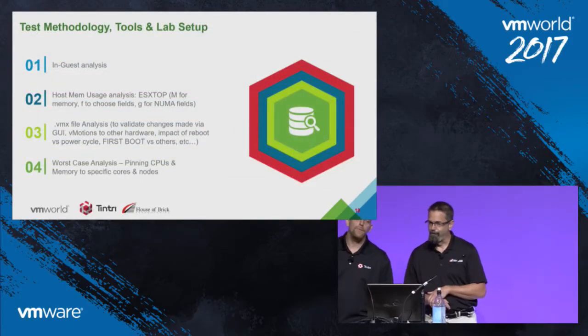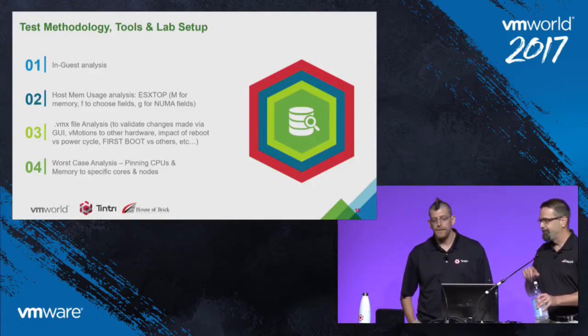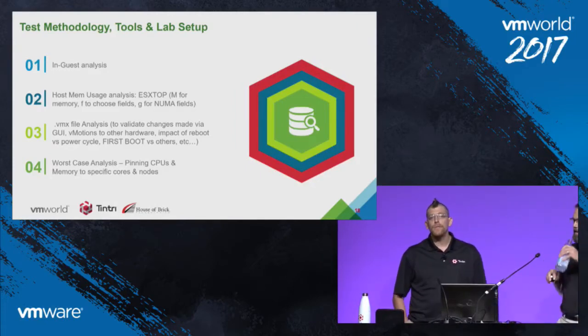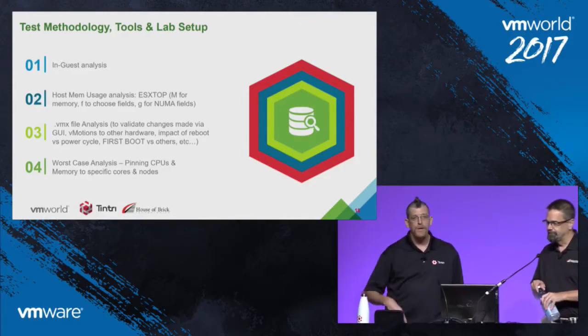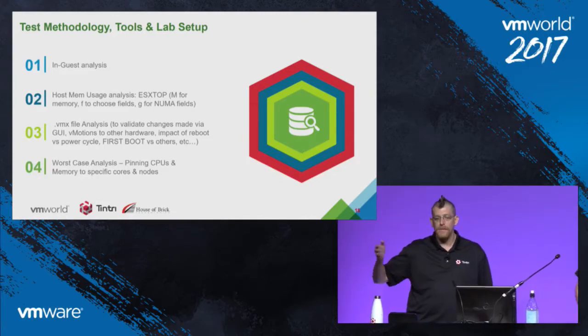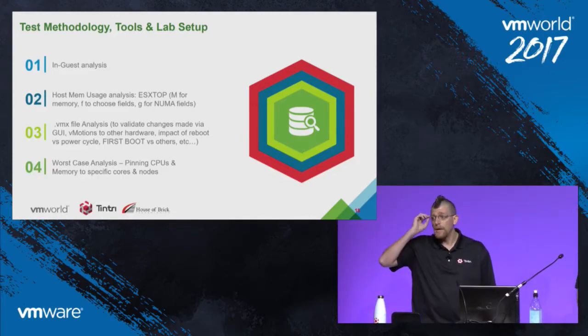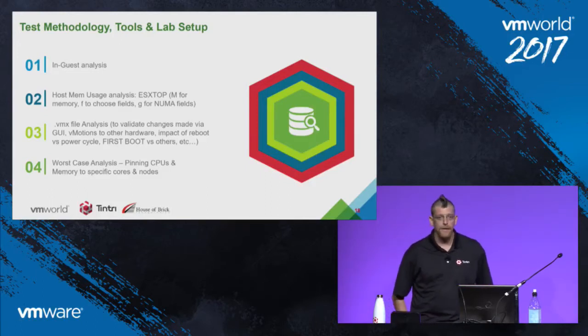All right, so how did we go about testing? We wanted to do some in-guest analysis. We wanted to look at memory usage of the host itself. So we went into esxtop. You press M for memory. From there, F to choose your fields, and then G for the NUMA fields that don't show by default. We've got some screenshots so you'll see those fields and how to decode them.